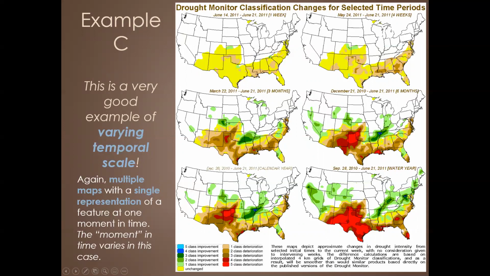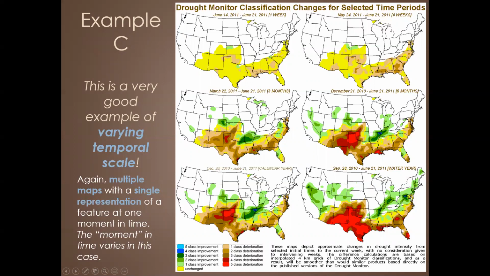The time scale here is a week and 4 weeks. The second pair of maps shows the same topic at a time scale of month: change in 3 months, change in 6 months. Then the third pair addresses the same phenomenon by year.